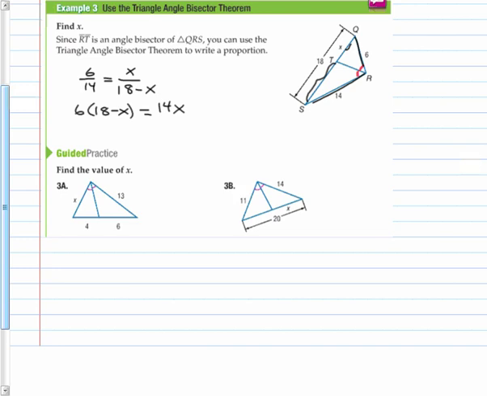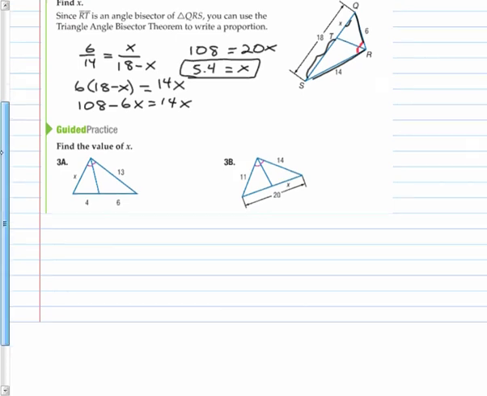108 minus 6x equals 14x. I'm going to move up here. If I add 6x to 14x, what's that? 20x. And I still have my 108 on that left side, so now you can divide by 20. 5.4? X must be 5.4. And we could figure out the other part if we wanted it as well.